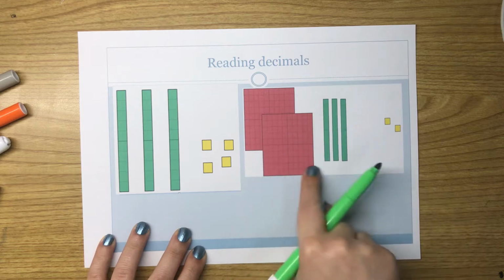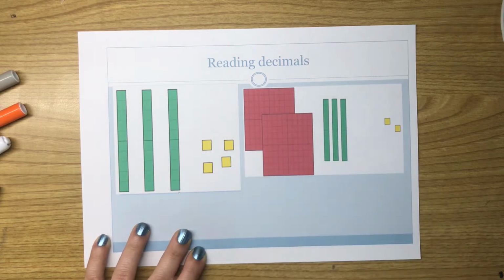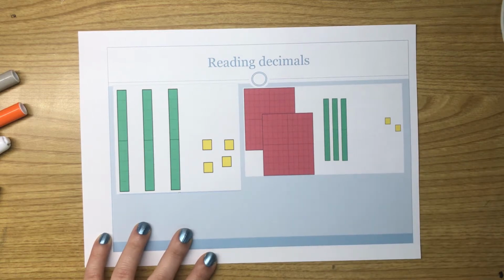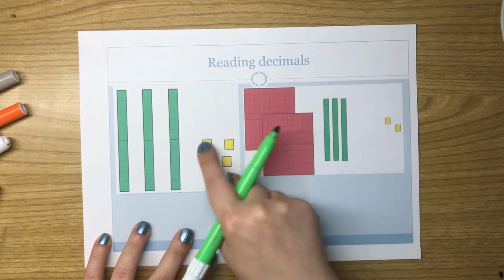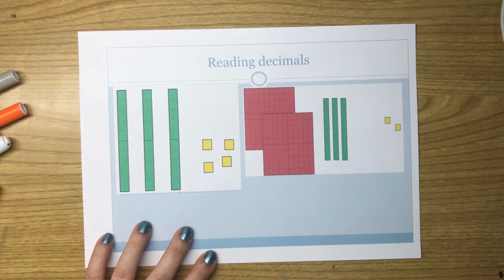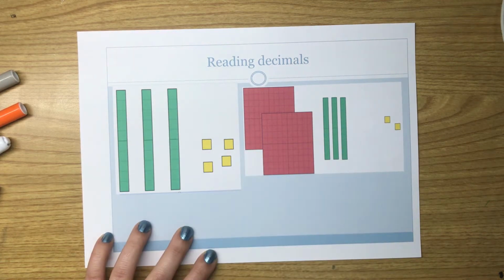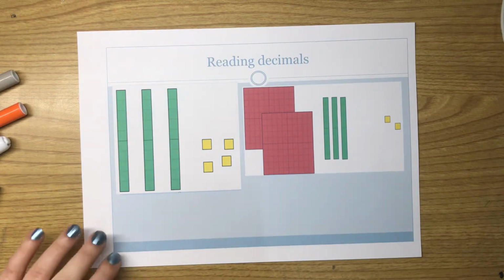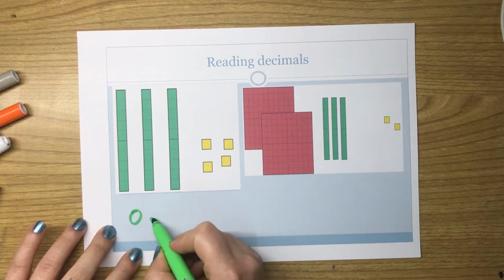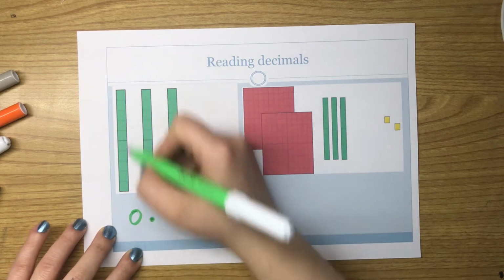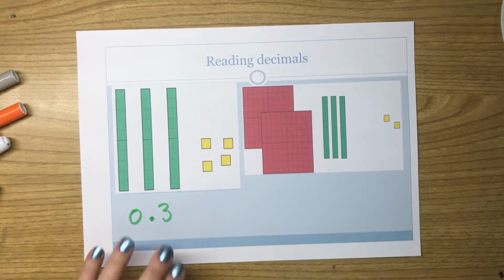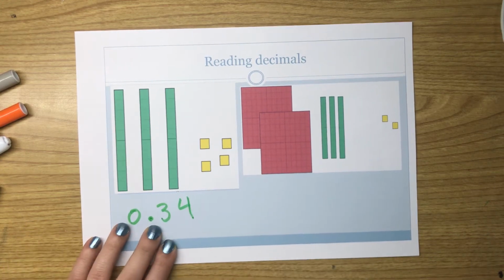Remember, the whole block is one whole. These rods, each one is in the tenths place, and the small squares are in the place of hundredths. The first answer, the first shape or diagram, try it. Yes, there are 0 whole numbers, point, 3 rods, that means 3 in the tenths, 4 small squares, that means 4 in the hundredths place.